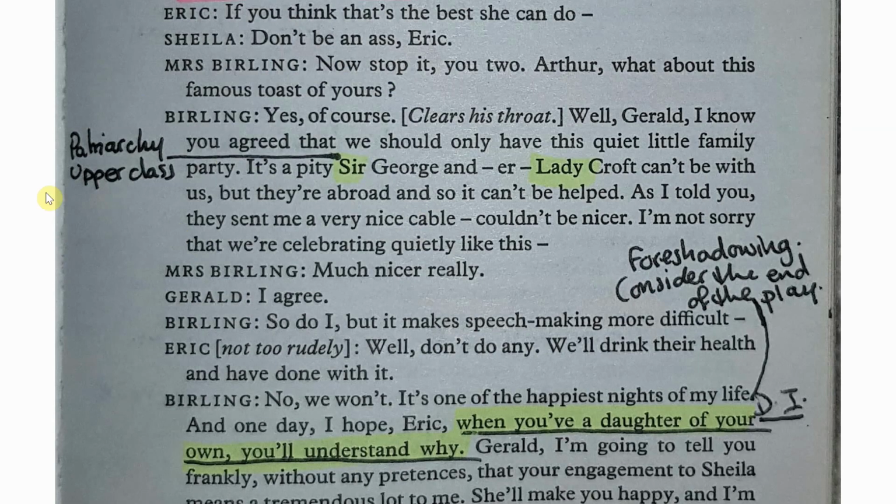We then have just a brief reference to patriarchy in the upper class when Birling is talking about Gerald's family. He refers to them as Sir George and Lady Croft, just to reinforce the idea that they are from the top of the class structure. They are part of the establishment fully.